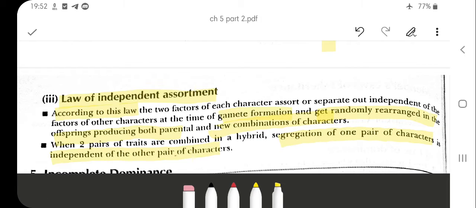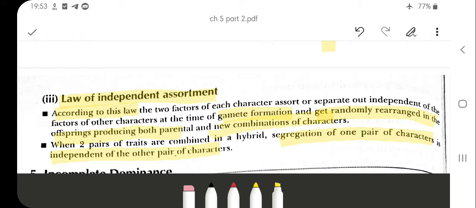So with this we have discussed the three laws of Mendel. The law of dominance, in which only one character expresses itself in the F1 generation. The law of segregation, in which there is segregation at the time of gamete formation and then they fuse to form the phenotypic and the genotypic ratio. And the law of independent assortment with the dihybrid cross, in which the parental as well as new characters are formed when, during gamete formation, they are separated and get randomly fused.